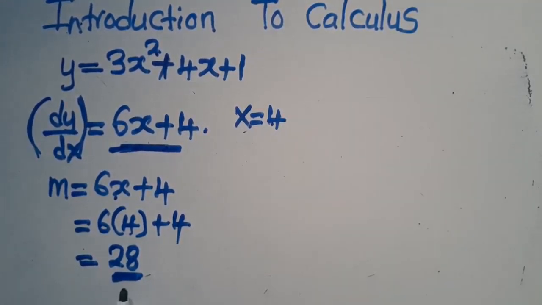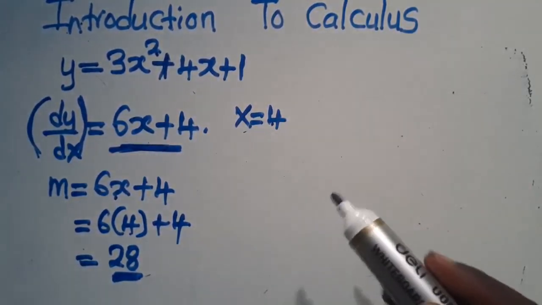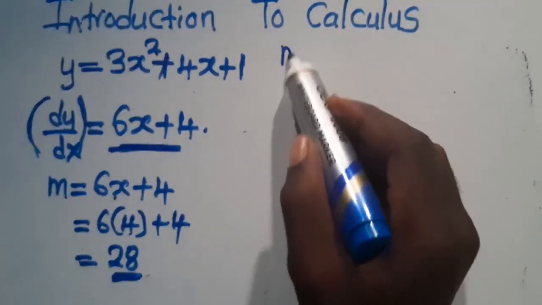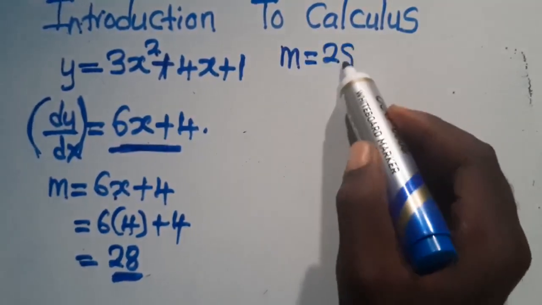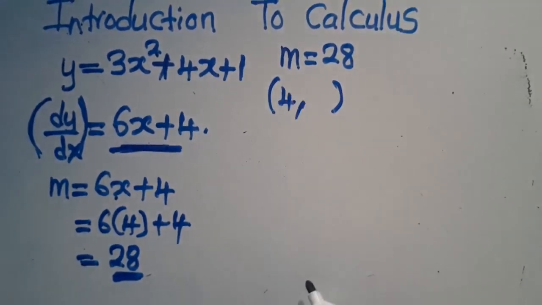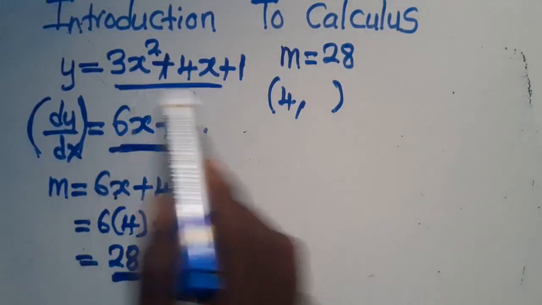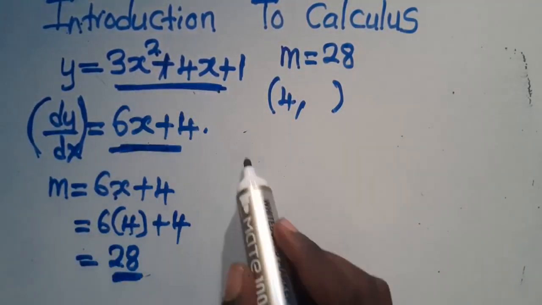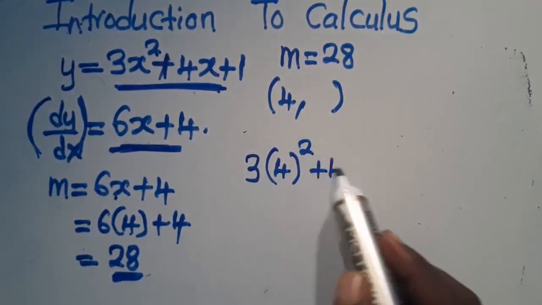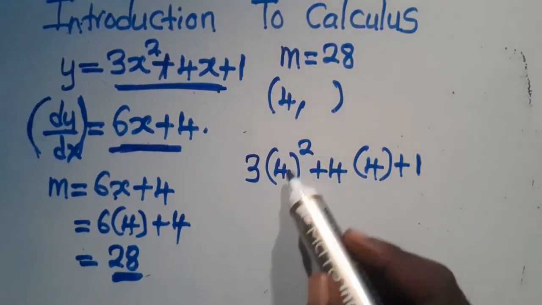So after finding this gradient, then you need to find a coordinate, a value for y. We have the gradient, 28. Then we need to have a coordinate. We only have the value of x, which is 4. What about the value for y? Where there is x in the original equation, put 4. So you're going to have 3 times 4 squared, plus 4 times 4, plus 1.